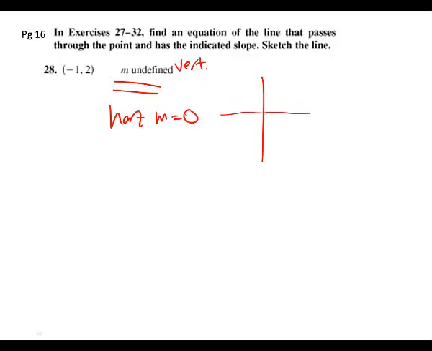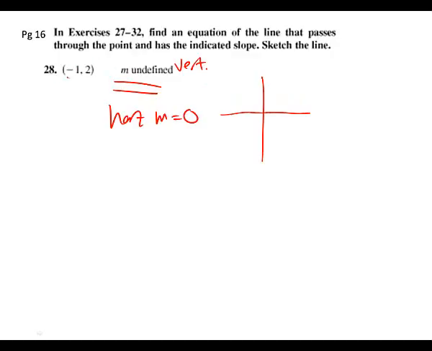Okay. Looking at this one, find an equation of the line that passes through the point and has an indicated slope. Sketch the line. It says the slope is undefined. What kind of a line am I drawing if the slope is undefined? All lines are straight, guys. Okay. Definition of a line is it has to be straight. I love that you did that though. It has to be either horizontal or vertical. A vertical line is undefined. Okay. A horizontal line has a slope that equals 0.